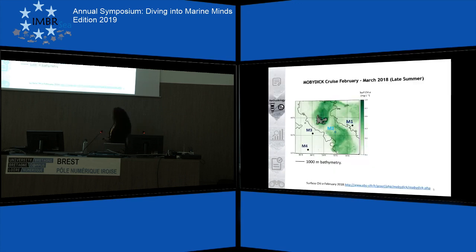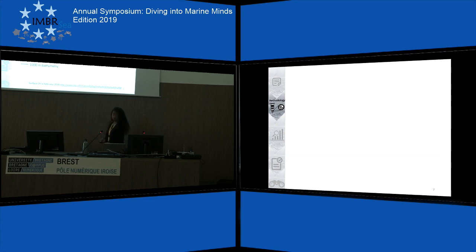To achieve this, an oceanographic cruise took place during February and March of 2018, and there were three sites visited. The site M2 is over the plateau, which is delimited here by the bathymetry, and is characterized by high biomass. The other stations are outside of the plateau and have low biomass. In each of the stations, seawater was collected at four depths: 10, 60, 125, and 300 meters.